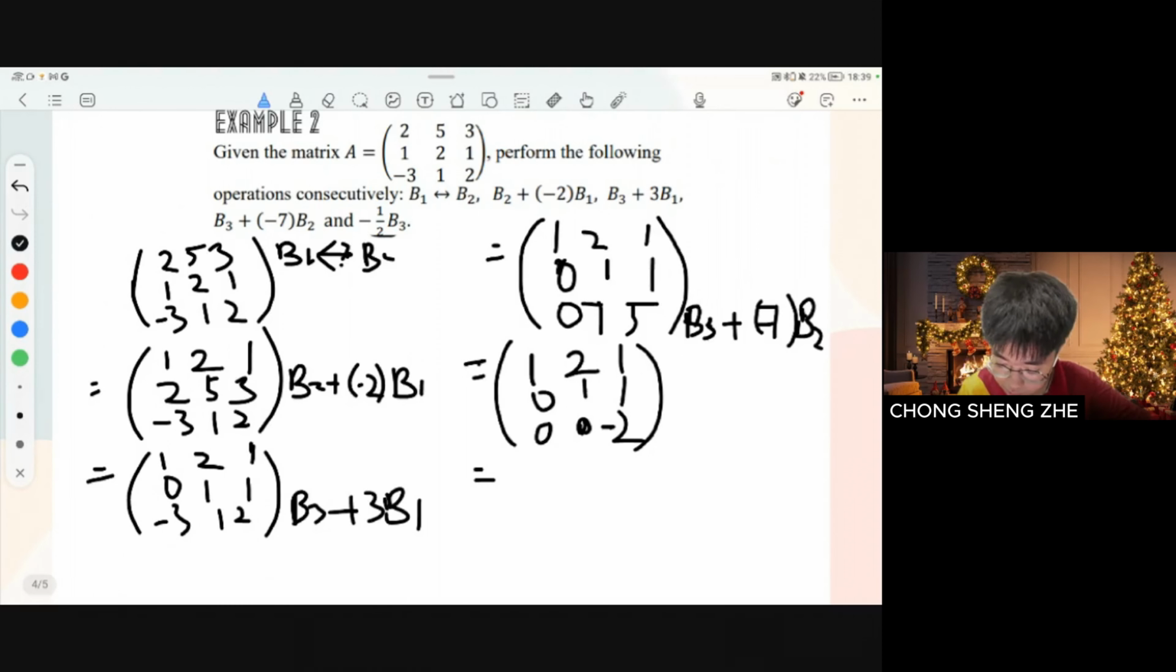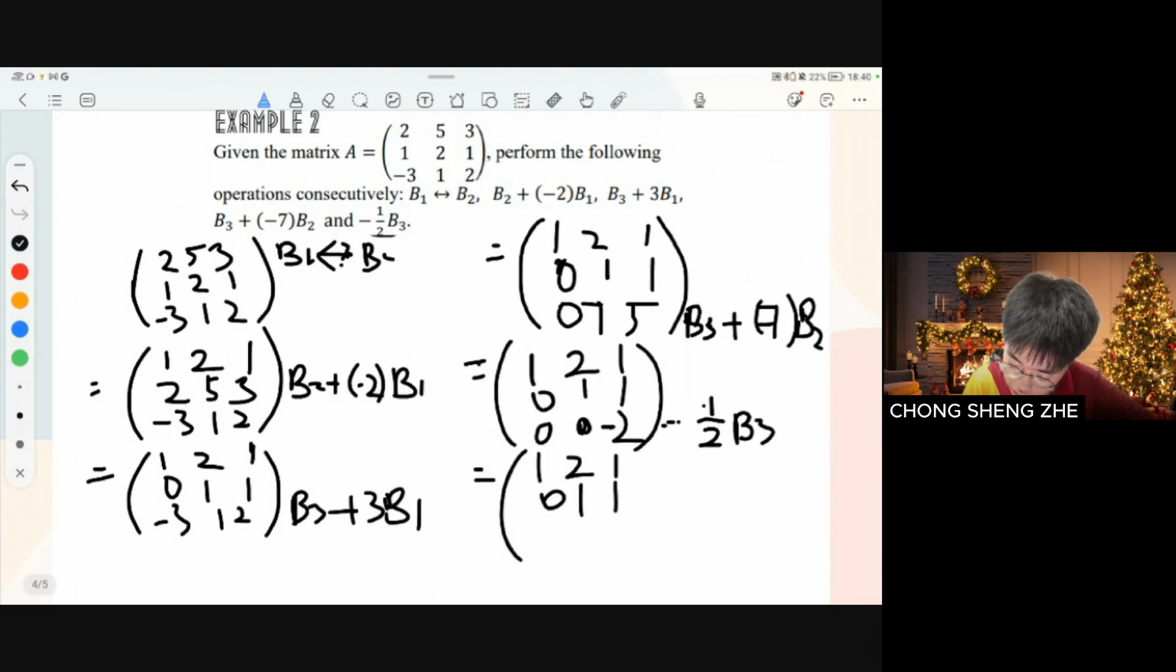So the last step is negative 1 over 2 R3. So we write down the first two rows, and the last row is 0, 0, and the negative 2 times negative 1 over 2 R3. So negative 2 times negative 1 over 2 equals 1. So that's it.